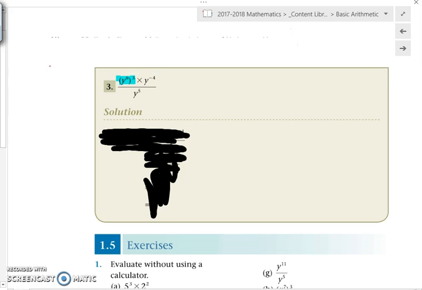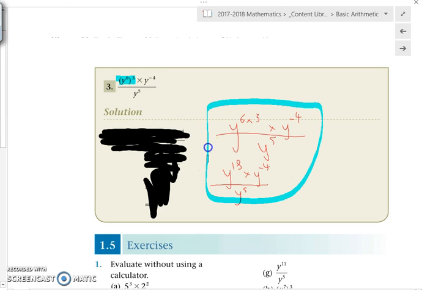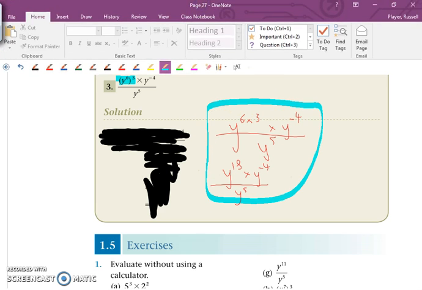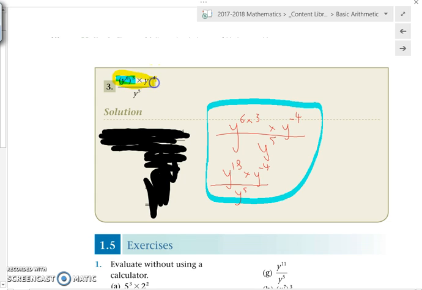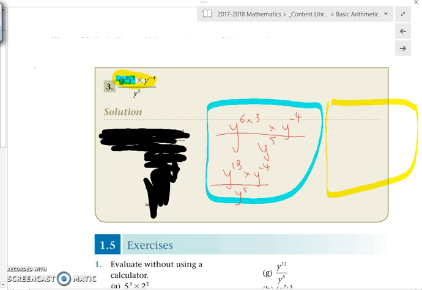So 6 times 3 is 18. So y to the 18 minus 4, y to the 18. Okay, so we've done the first step on the top. Now y to the 18 times y to the minus 4, over y to the 5. So we've done that first bit, so what I'll do is I'll just go blue, so you know what bit we just did. Next bit, yellow. It's nested. Y to the 6 and 3 we did first. Now we're doing this bit.